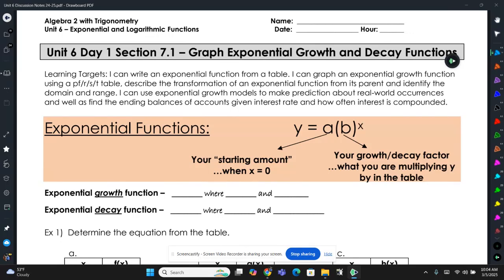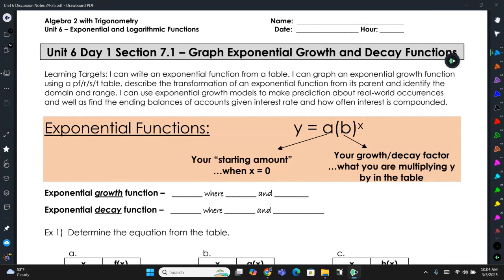Today starts our unit on exponential functions. An exponential function, you may have encountered something like this before in science class when things are growing or decaying by a certain percentage. So there's a lot of real life applications to exponential functions. So today we'll talk about the basics of exponential functions and how they look on a graph and in a table.